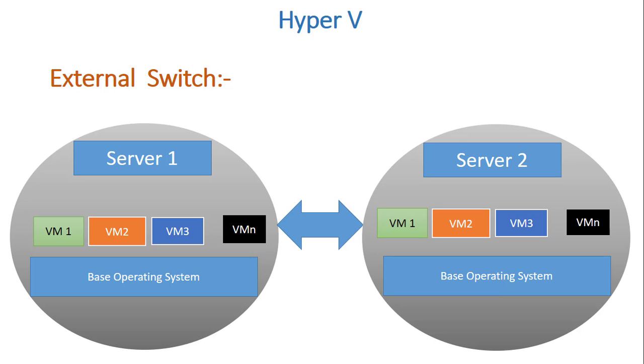External switch. In the diagram, in server 1, there are multiple virtual operating systems present. Similarly, in server 2, there are multiple virtual operating systems present. VM1 can also communicate with VM2 if an external switch is present. If virtual machine 1 wants to communicate with virtual machine 2 on the other server, the communication is possible through the external switch. That's why the external switch is used in Hyper-V.